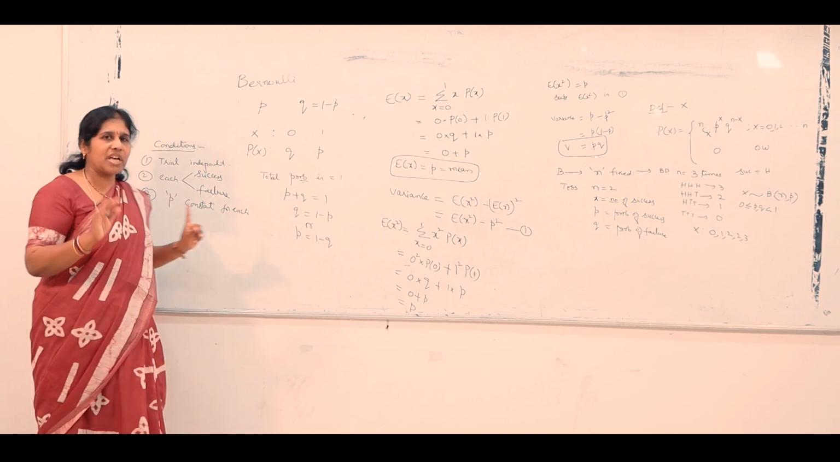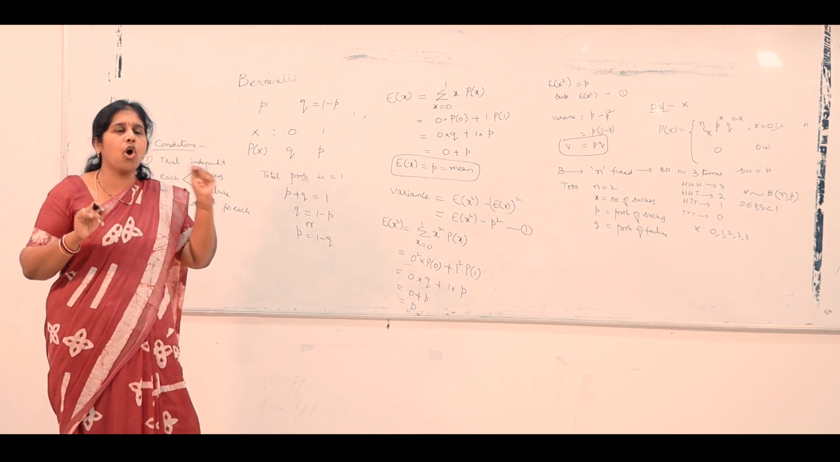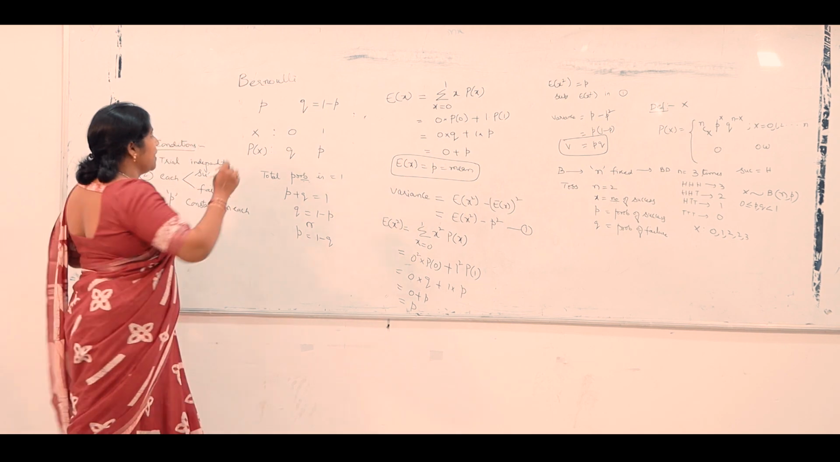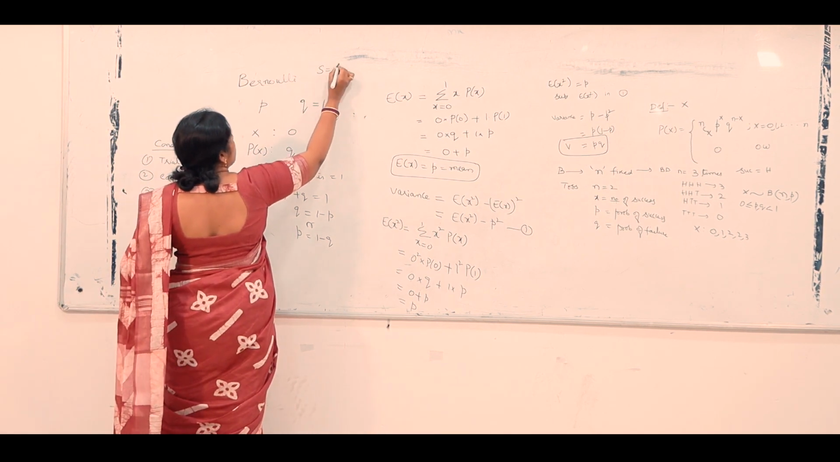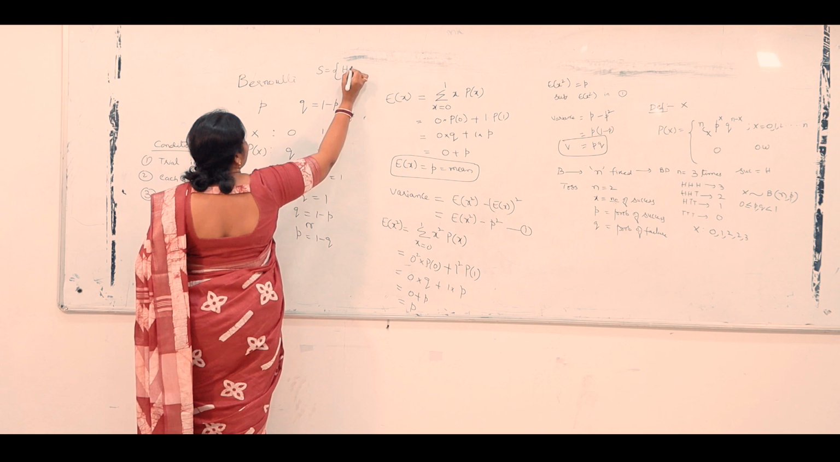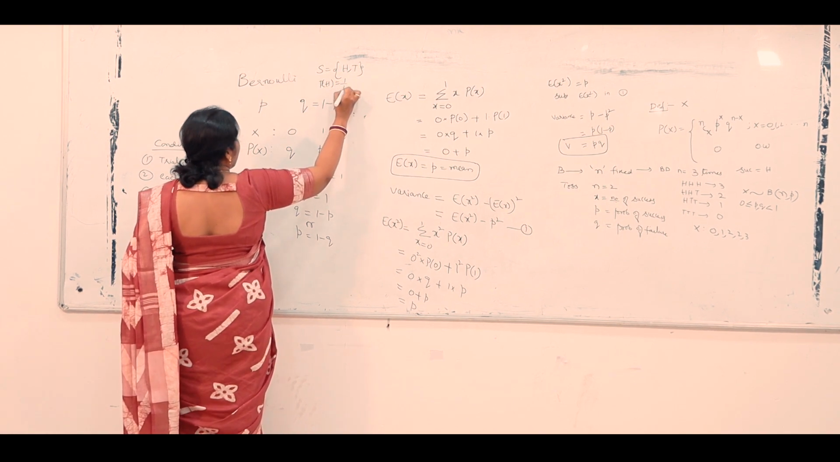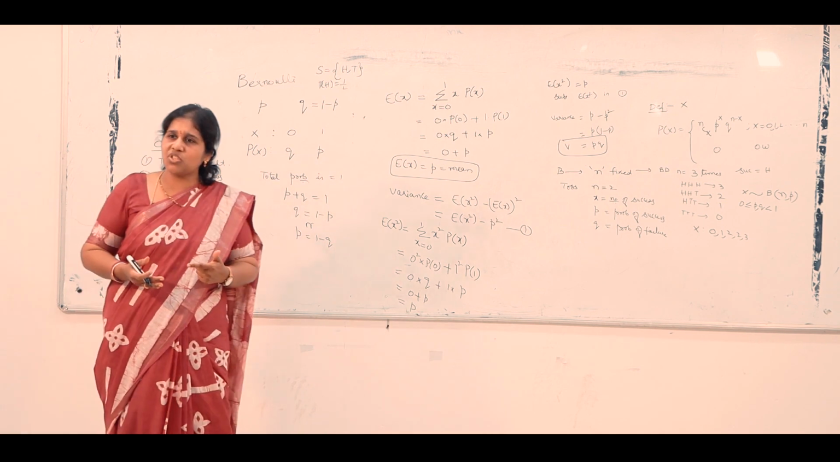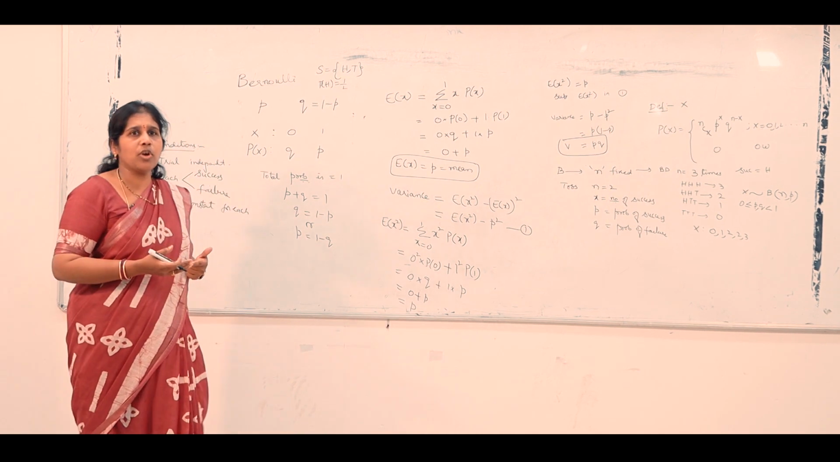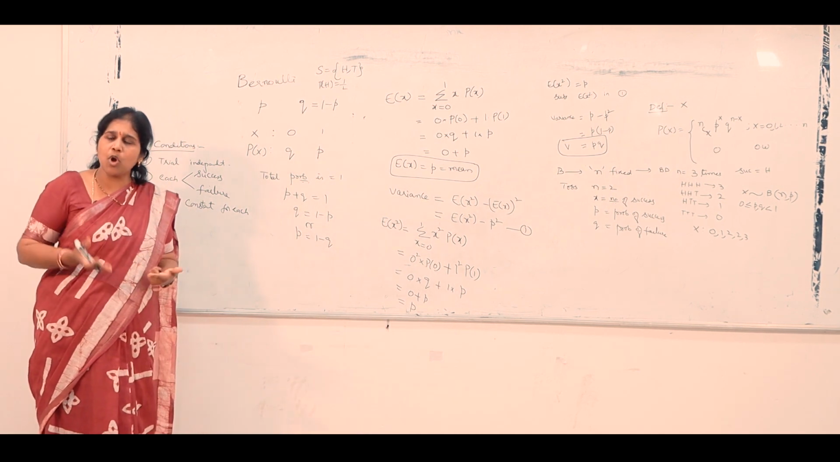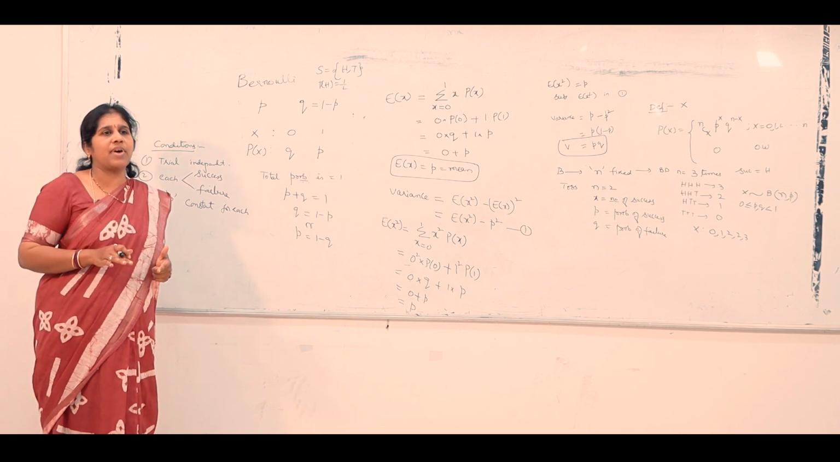Example, the first time I toss a coin, I got head. What is the probability of head? Sample space, when you toss a coin, you will get head and tail. So the probability of head is 1 by 2. Second time I toss a coin, I got head again. What is the probability of head? It will be 1 by 2.